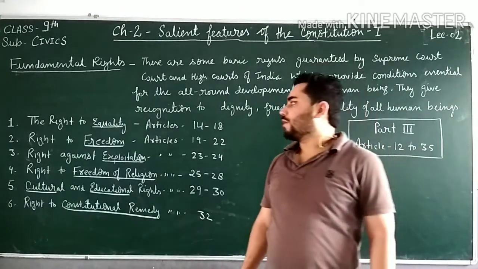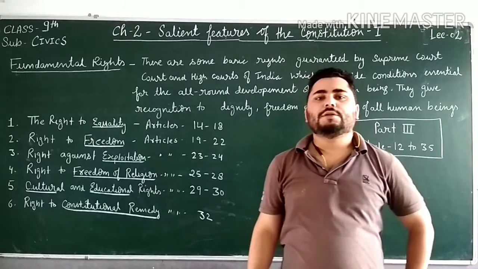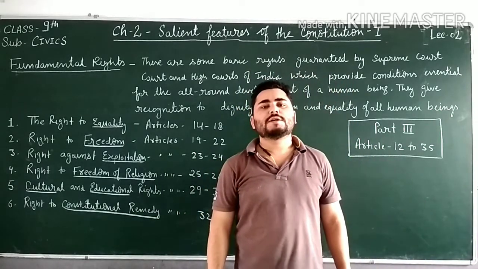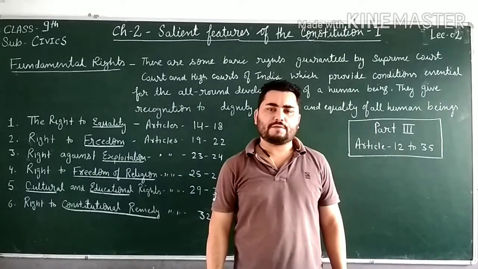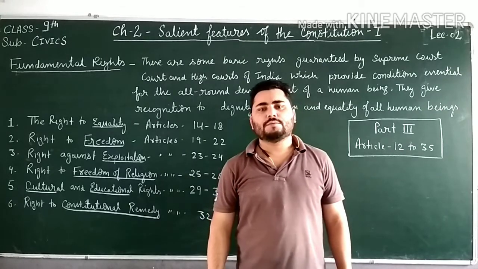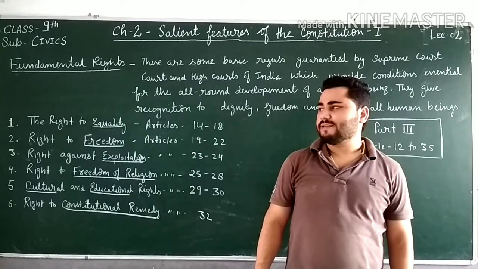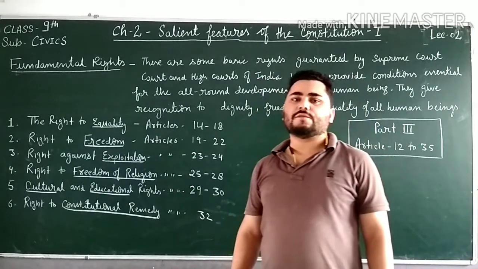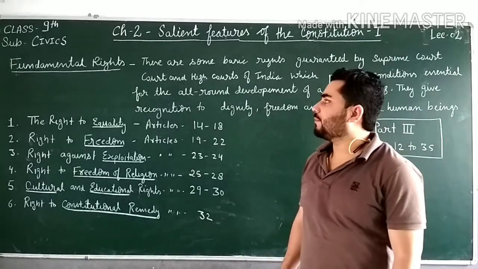In the last lecture, we studied two features of our Constitution. The first feature was single citizenship, and the second feature was universal adult franchise, or universal adult suffrage. Now, the third feature which we are going to study is fundamental rights.